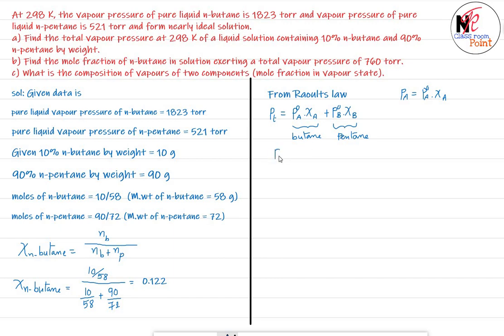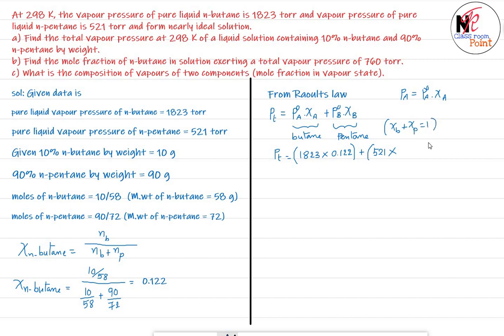Now the total pressure of the solution equals P naught A, for butane, 1823, into the mole fraction of butane given here. The mole fraction of butane is 0.122. So these are to be multiplied. And the pure vapor pressure of N-pentane is 521 torr, so we write 521 torr here. So 521 into the mole fraction of pentane, which is not yet calculated.